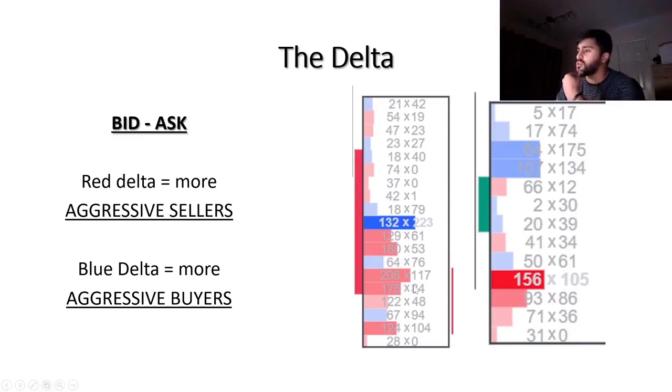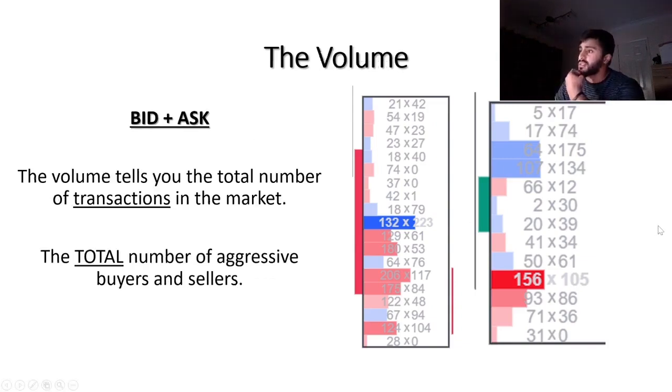So for example, here you can see 206 and 117. 206 is bigger than 117, we all know that. That's visually represented via the delta profile or the delta footprint. And that's something you see on footprint charts on the ATAS platform, which we're going to get into later on in the video. So that's the delta.